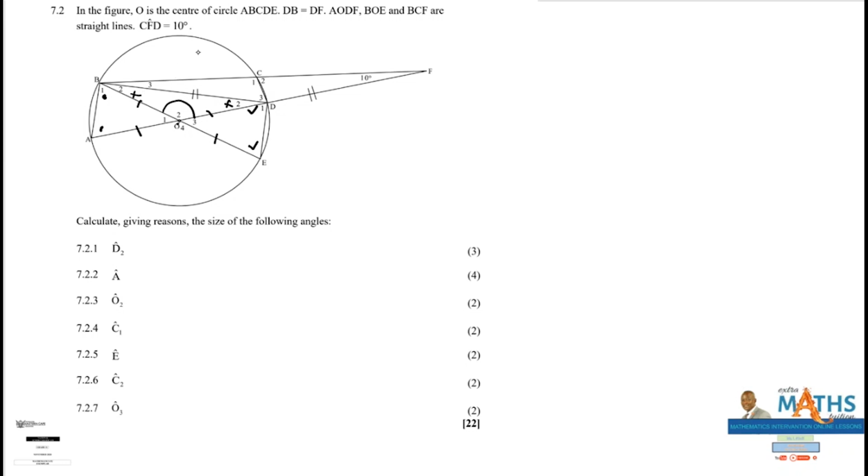Let us continue with the statement, guys. BD is equal to DF. BD is equal to DF. Wow. What are they trying to tell us? Talk to me. If F is equal to 10 degrees, do you have a triangle? Yes, we have an isosceles triangle. It means B3 is also 10 degrees.